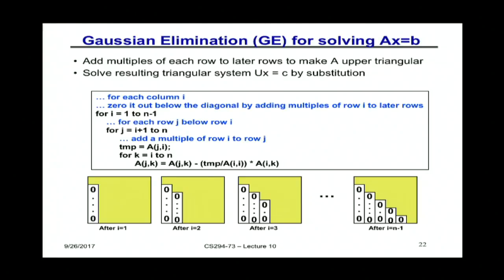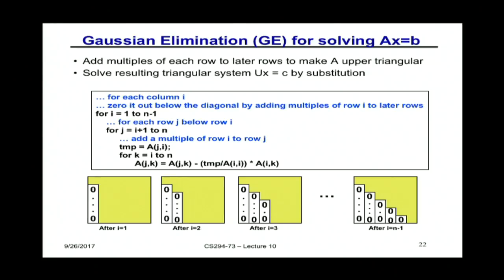Okay. Now let's look at Gaussian elimination. Gaussian elimination is probably one of the most popular tools to solve the linear equation AX equals B. Essentially, what it does is add multiples of each row to later rows to make A upper triangular. And after this process, you make the lower part of A lower triangular. So in the end, you get A equals L times U, 2 triangular matrices. Then you solve using the triangular solve.